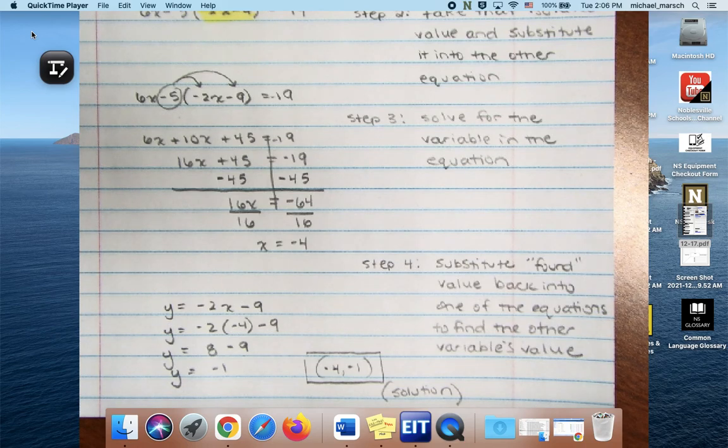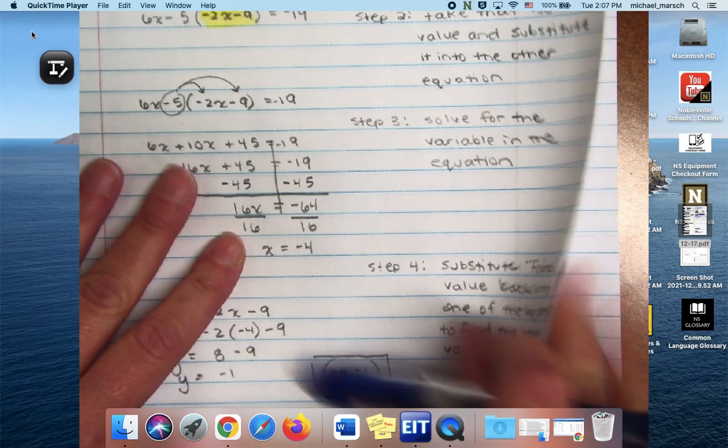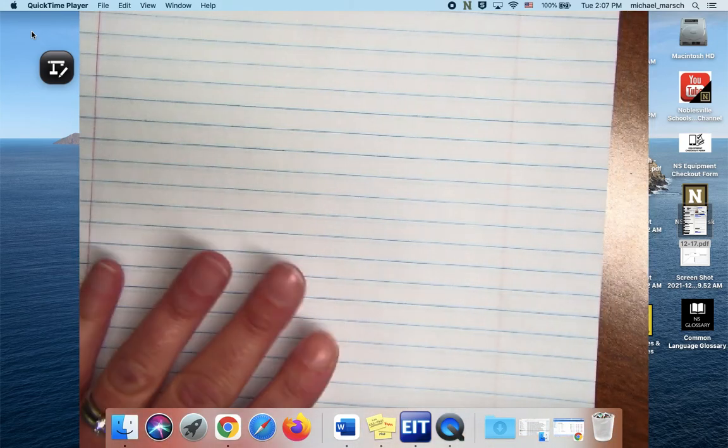Okay, we're going to do another example. New paper. At least for me, I don't like to use the back. You guys know that.